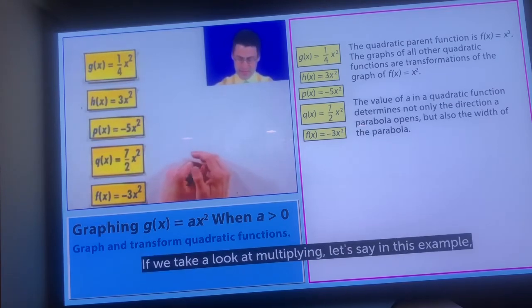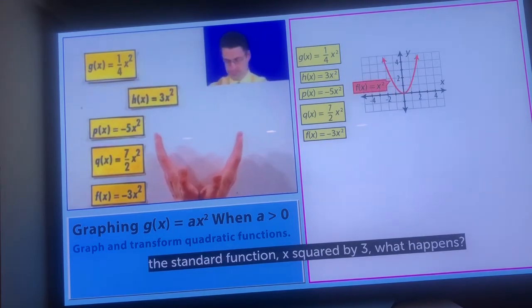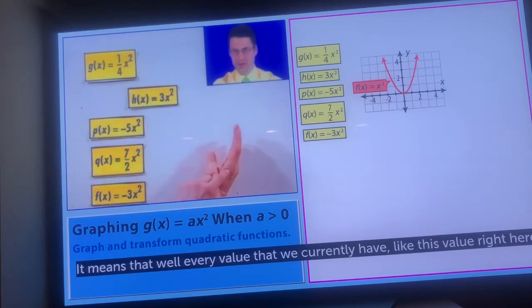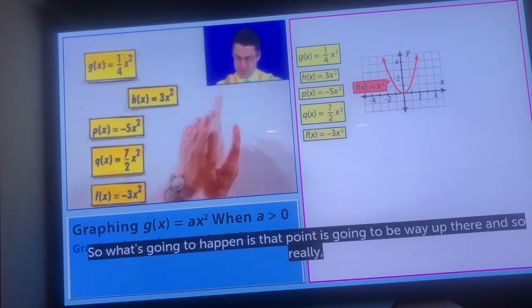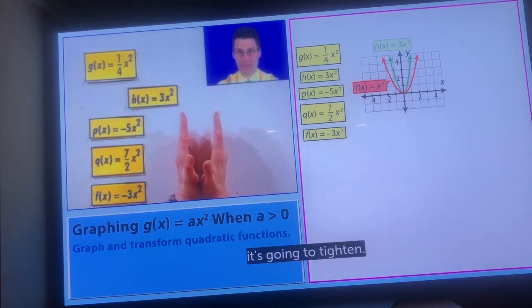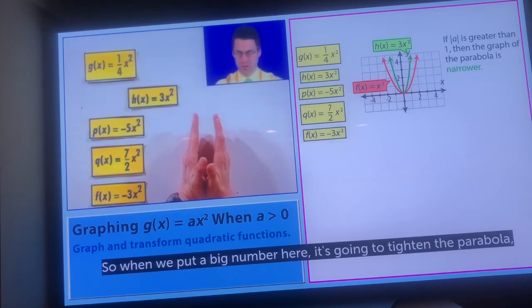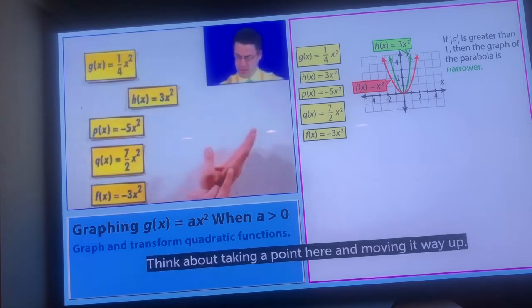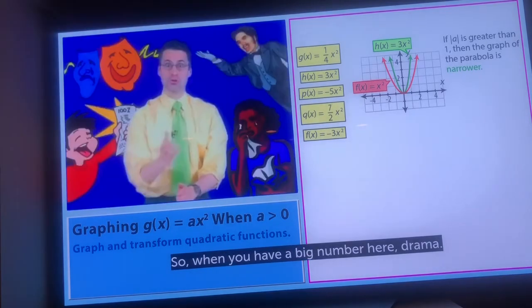If we take a look at multiplying, let's say in this example, the standard function, x squared, by 3, what happens? It means that every value that we currently have, like this value right here, is going to be multiplied by 3. It's going to go up, and now it's going to be here. So that point's going to be way up there, and so really, it's going to tighten. So when we put a big number here, it's going to tighten the parabola, which seems not to make sense at first inspection, because you're thinking, wow, making it smaller. But don't think of it that way. Think about taking a point here and moving it way up. So tightening it makes it more dramatic. So when you have a big number here, drama.